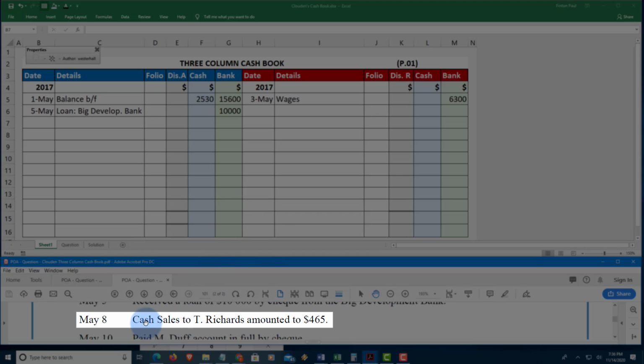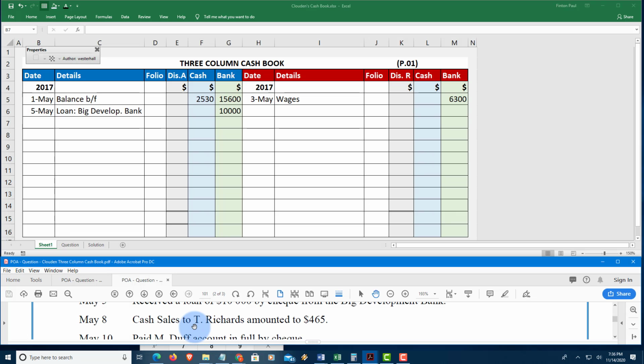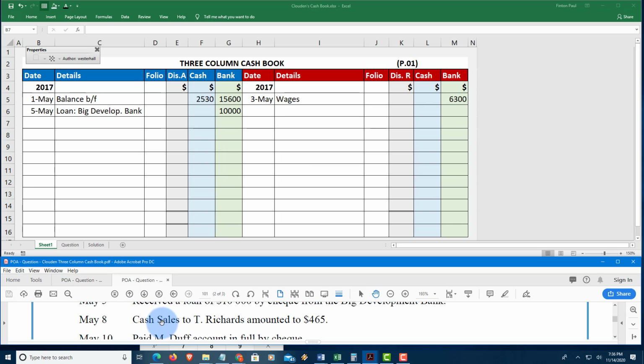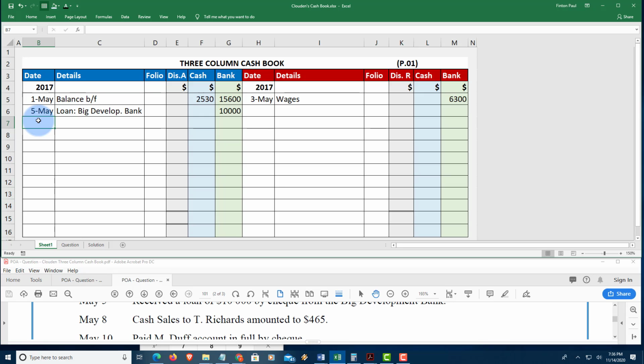May 8th, cash sales to T. Richard. The name T. Richard is irrelevant because payment is being made by cash. If it said credit sales to T. Richard, we would deal with sales and T. Richard, and of course that would not be recorded in the cash book. Sales and cash. This is the same as saying sold goods, payment being received in cash.